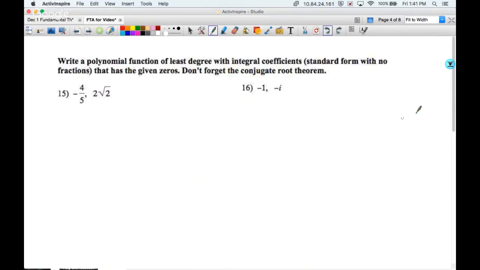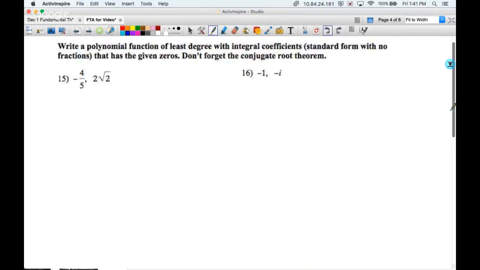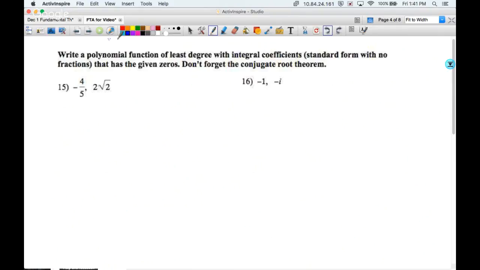All right. Write a polynomial function of least degree with integral coefficients in standard form with no fractions. That is the given zeros. I did number 15 in the slideshow, so you can look there for number 15. Let's do 16. So if negative i is a root, I know i must also be a root. That is the conjugate root theorem. All right. Now I can write out my roots, x plus 1, x plus i, and x minus i.